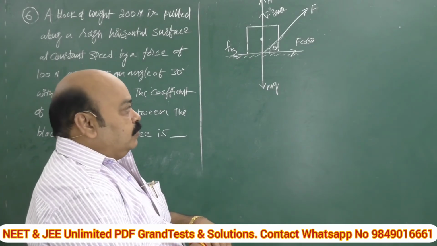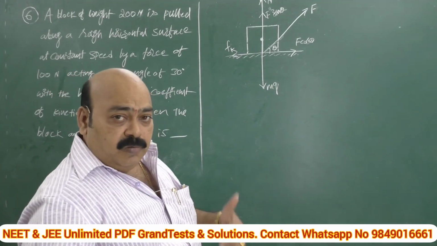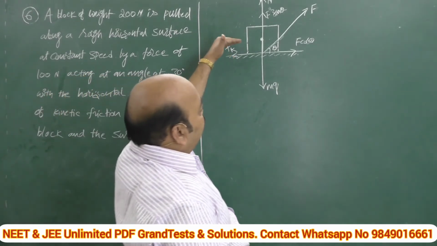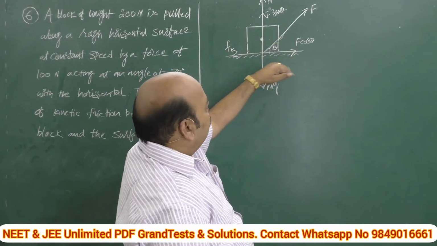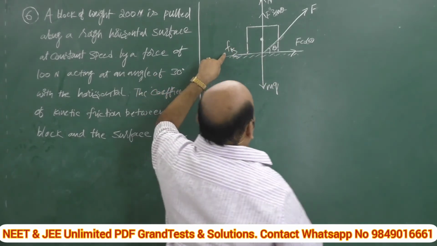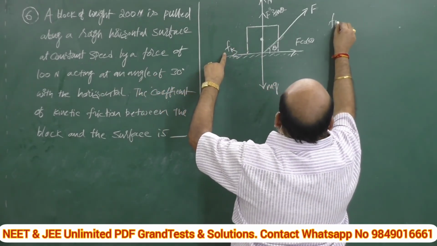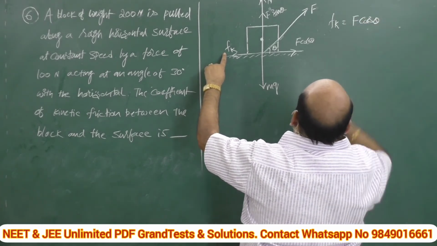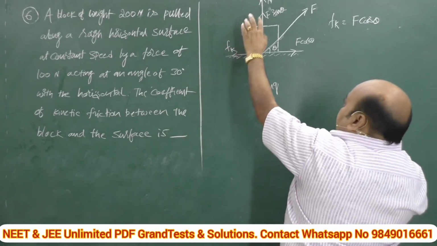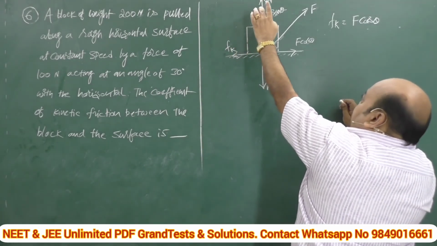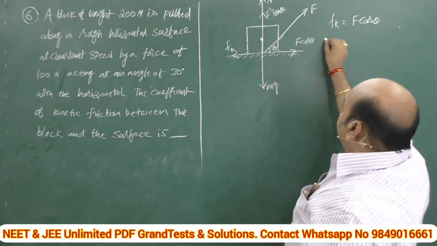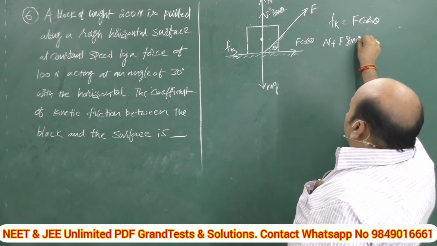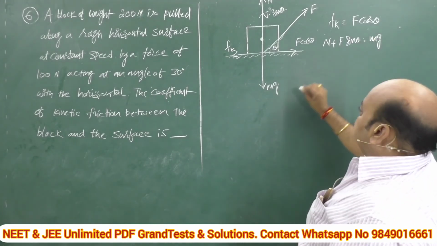Then how to derive the condition? See, the downward forces and upward forces I am making equal. At the same time, there is the pulling force F cos theta and the opposing force. So from the figure it is clear that the frictional force Fk is equal to F cos theta. Am I right? And coming to this one, what is the sum of upward forces? N plus F sin theta is equal to the downward force, which is nothing but mg.